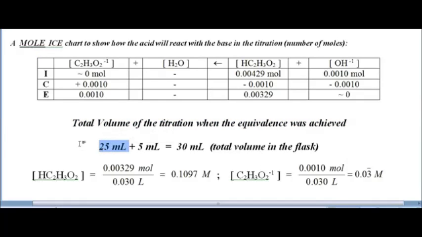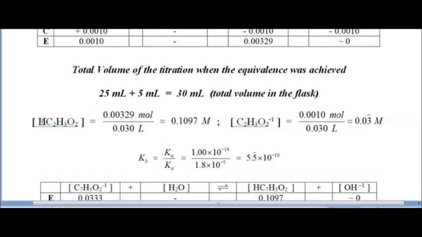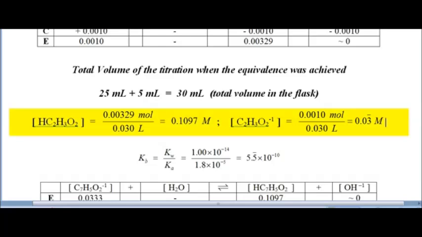Alright, so the total number of milliliters that was added here, well, we had 25 mL of acetic acid, and 5 mL of sodium hydroxide was added to the 25 mL of acetic acid, for a total volume in the flask of 30 milliliters. Be sure to convert those milliliters to liters, and then solve for the concentrations for each of the two things that remain, which is the acetic acid and the acetate ions. So we have our concentrations as listed here.